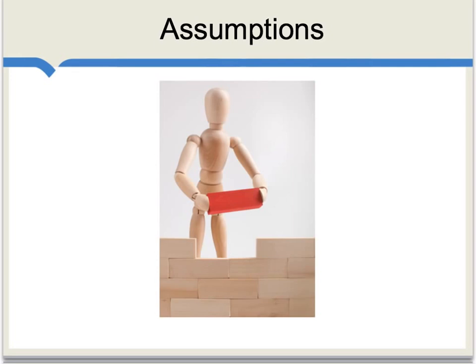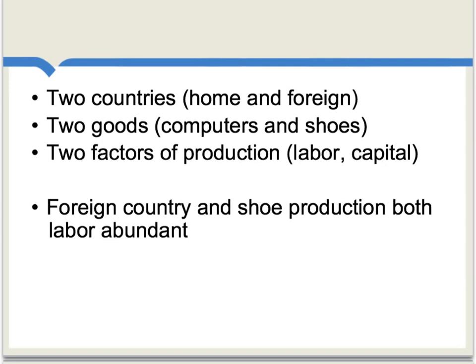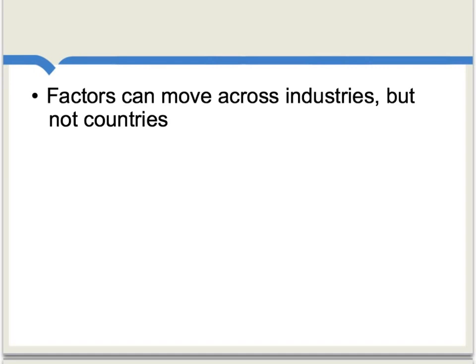Now let's look at some of the underlying assumptions behind the theory. So in the core model, we have two countries, a home country and a foreign country. We assume two goods, computers and shoes. There are two factors of production, labor and capital, and we're going to assume here that it's the foreign country and shoe production which are labor abundant. We're also going to assume that factors can move across industries within a single country, but not across countries. That means if a country is rich in one factor, that factor is available for potential use in either sector.